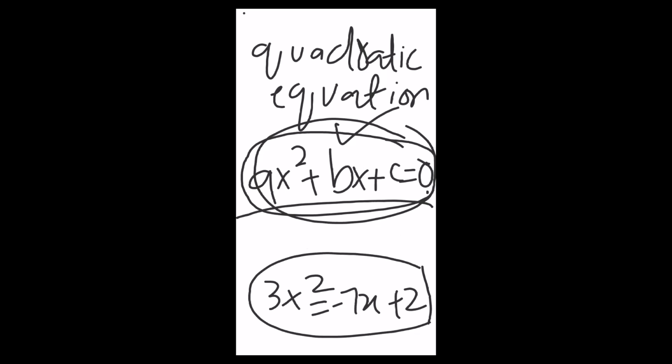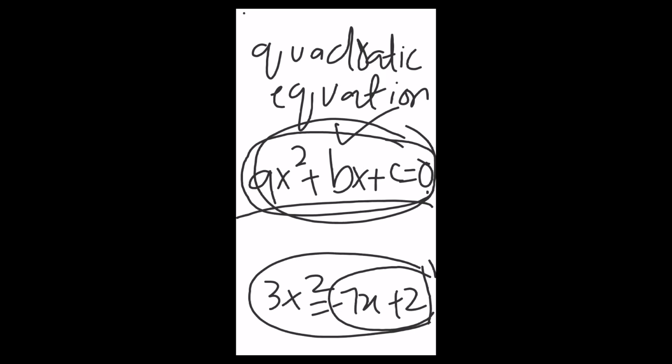We have to convert this equation into standard form, and then we're going to apply the procedure. So if it's 3x squared is equal to minus 7x plus 2, what I'm going to do is, as you have learned, whenever we move the variables and the numbers to the other side, the minus and plus signs change, isn't it?